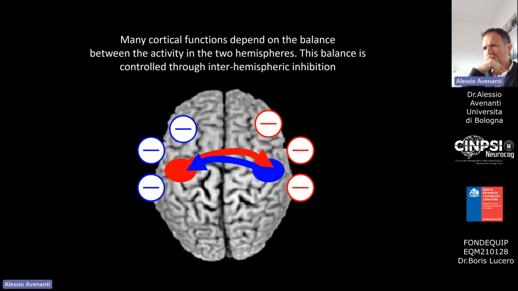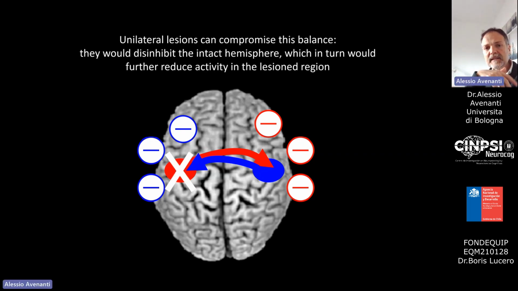So what is the effect of a stroke in this model? Well, if you have one lesion over, let's say, for example, the left hemisphere, this would create an imbalance. So this would create an interference with the balance. So, for example, there will be less inhibitory neurons on the left part of the brain, and this would create less inhibition on the right hemisphere, because neurons died, and so they would send less inhibition on the other hemisphere.